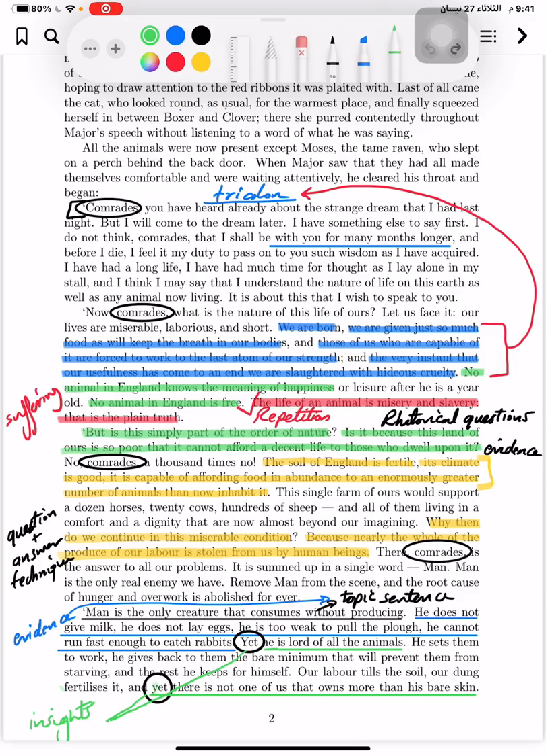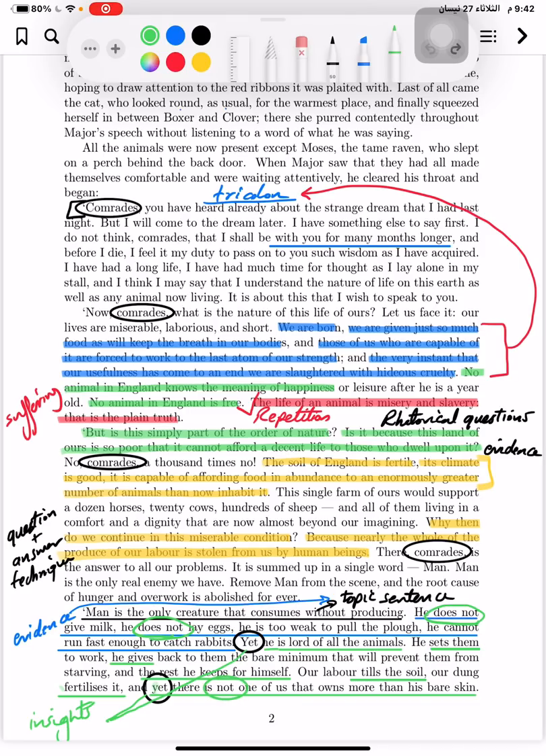For example, when he said that he doesn't give milk, he doesn't lay eggs, he's too weak, and he cannot run fast enough to catch rabbits, he said that yet he is lord of all the animals. This is positive, while what was presented before that is negative. After that, he said that he sets them to work, he gives back to them the bare minimum that will prevent them from starving, and the rest he keeps for himself. Our labor tills the soil, our dung fertilizes it, and yet all these expressions are positive. So the insight here is presented as negative.